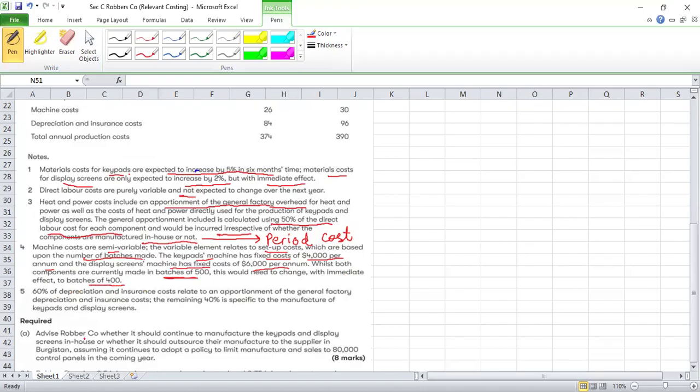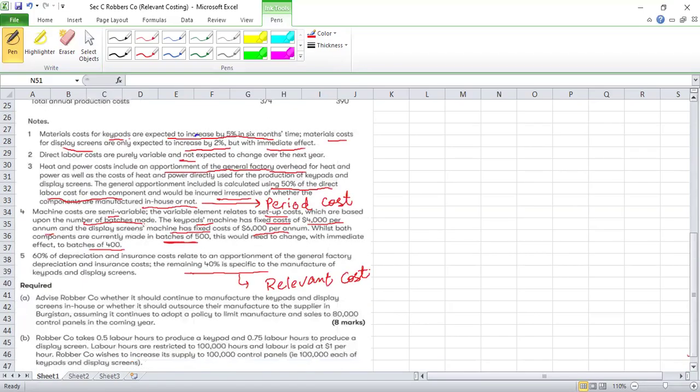Then he is saying 60% of the depreciation and insurance costs relate to an apportionment of general factory depreciation and insurance. Remaining 40% is specific to the manufacture of keyboard and display screen. So 40% specific is basically the relevant cost. Otherwise, depreciation is a non-cash item and it is irrelevant for decision making purposes.